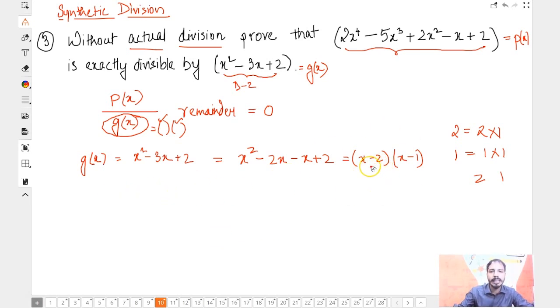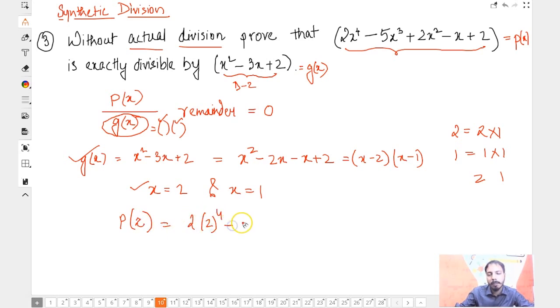Now let us check for this, right? We need to check for x is equal to 2 and for x is equal to 1. If for both of these p of x becomes 0, that means p of x is divisible by this and this, then it should be divisible by g of x. So p of 2 we will check first. So p of 2 means 2 into 2 to the power 4 minus 5 into 2 to the power 3 plus 2 into 2 to the power 2 minus 2 plus 2.